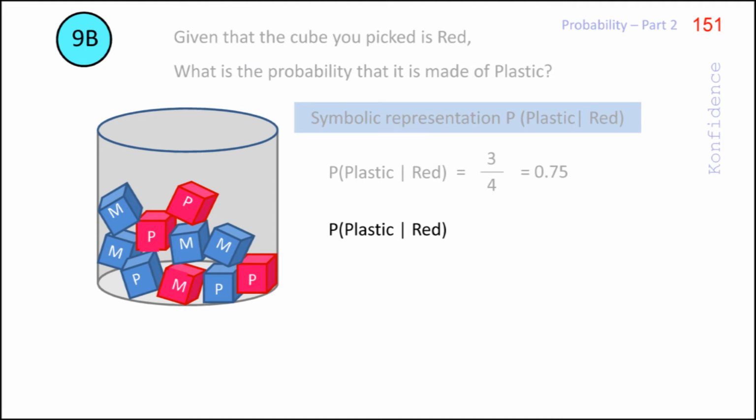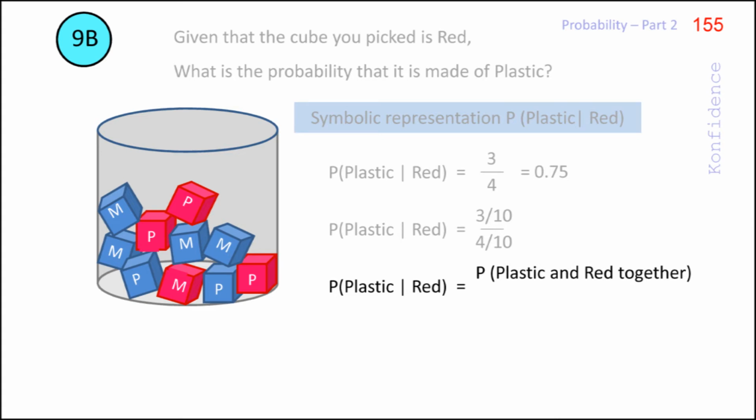Divide numerator and denominator both by 10, the total number of cubes in the container. What we have now in the numerator is 3 by 10, which is the probability that the cube picked is both made of plastic and red in color. What we have in the denominator is 4 by 10, which is the probability that the cube picked is red in color. Thus, the probability that the cube picked is made of plastic, given that it is red, equals the joint probability of the cube being plastic and red divided by the probability that the cube is red.